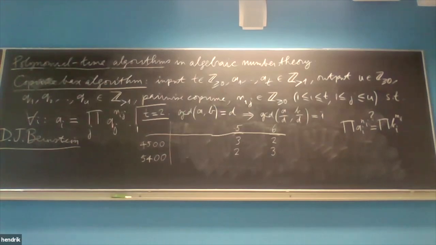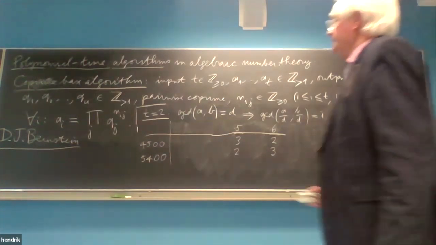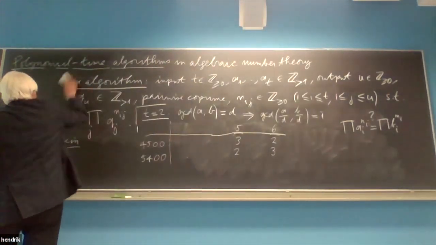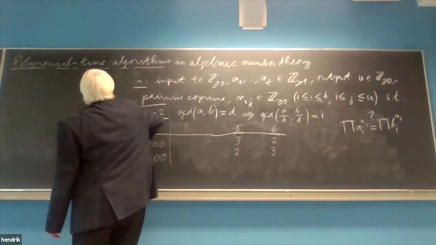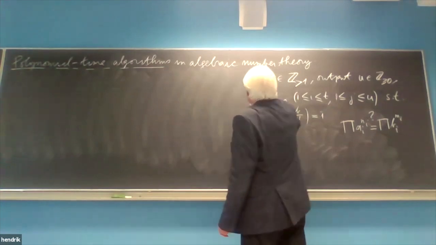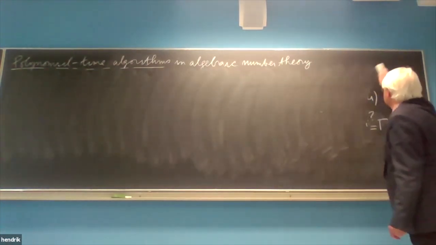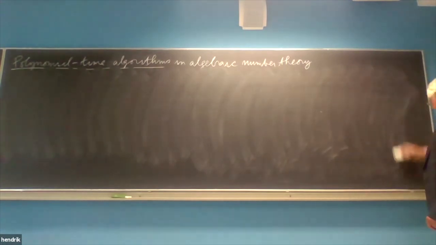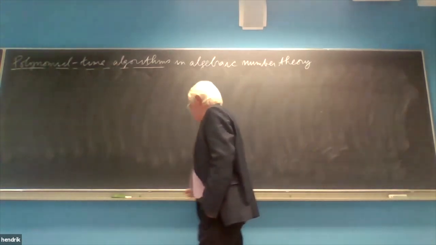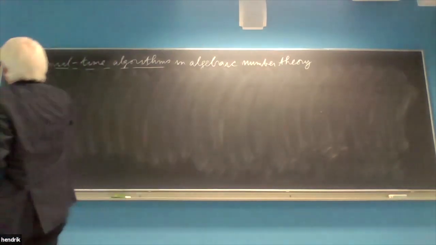So this is a solution to a basic problem in multiplicative number theory for which you have an efficient algorithm available. And let me formulate a theorem that I expect to be able to present, or at least outline the proof of next year, and that is the following theorem.